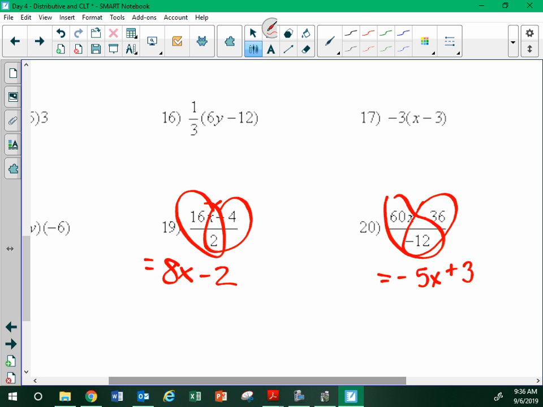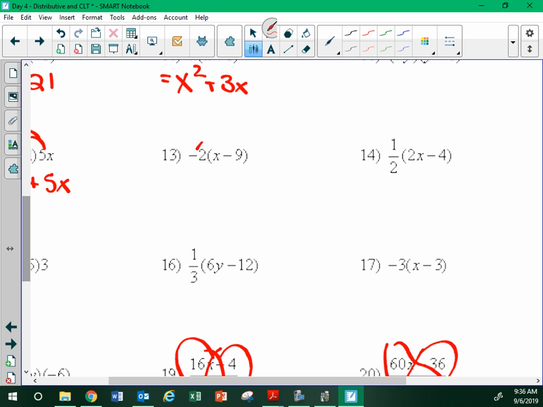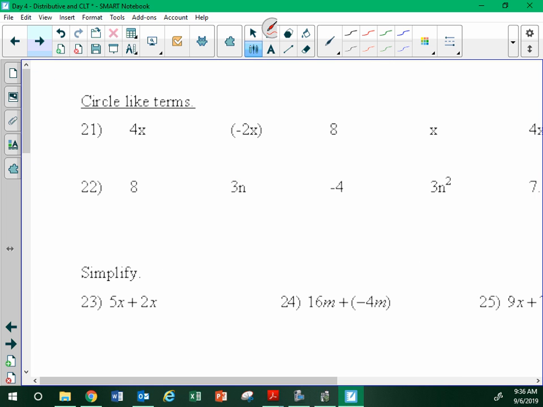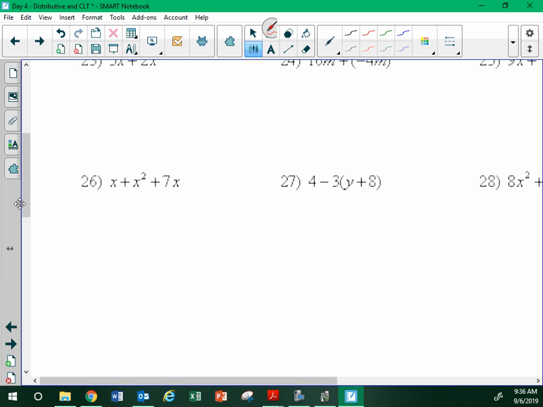Alright. Now, which one is this? Negative 2 times x is negative 2x. Negative 2 times negative 9 is positive 18. So negative times a negative is positive. Now, the only thing we can combine here is x and 7x. So that's 8x, and we still have our plus x squared.